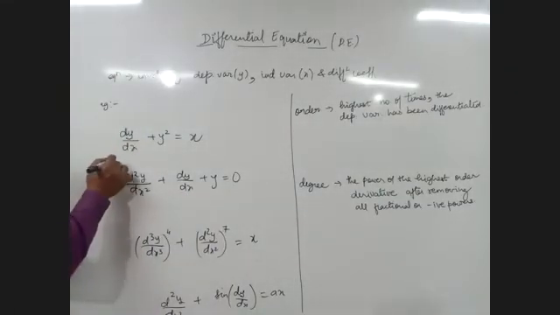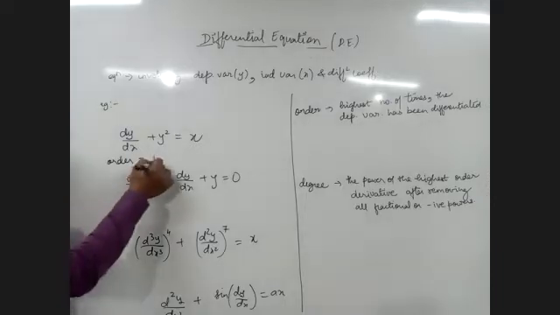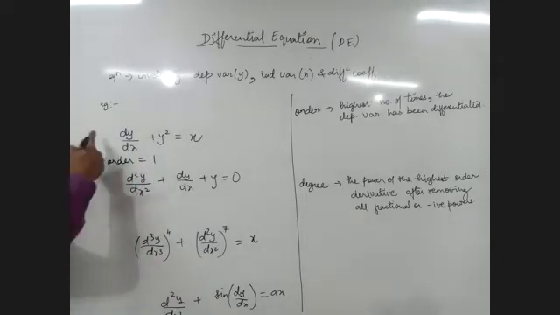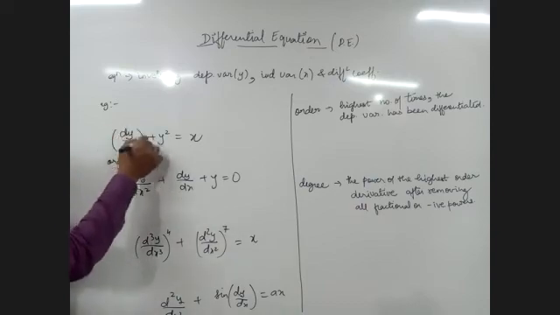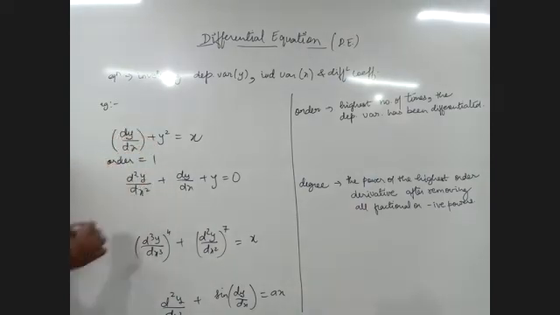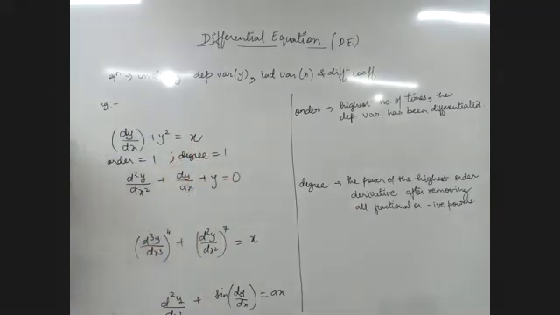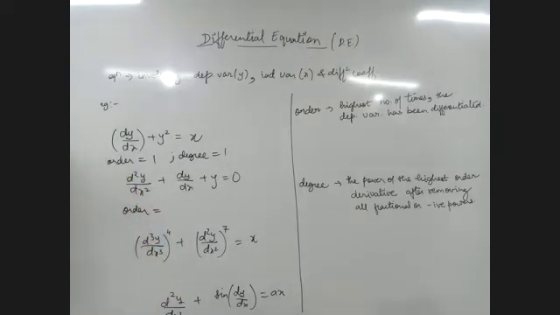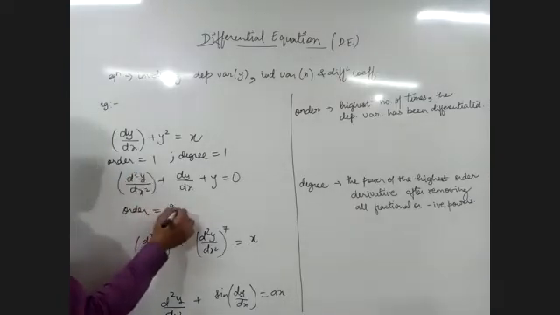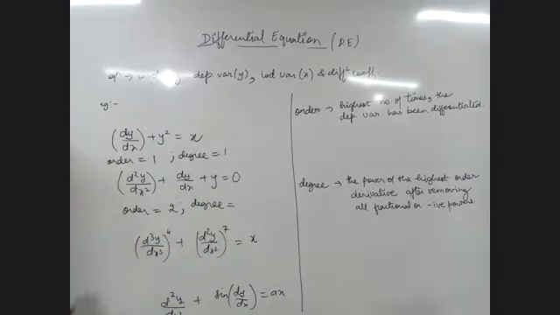Now look, over here it has been differentiated only once, so its order is 1. Since there is no other term containing differential coefficient, we'll check the power of this only. Its power is 1, so its degree will also be 1, right? Now it has been differentiated twice, right? So order of this will be 2. And what about degree? 1. Right now it is 1.